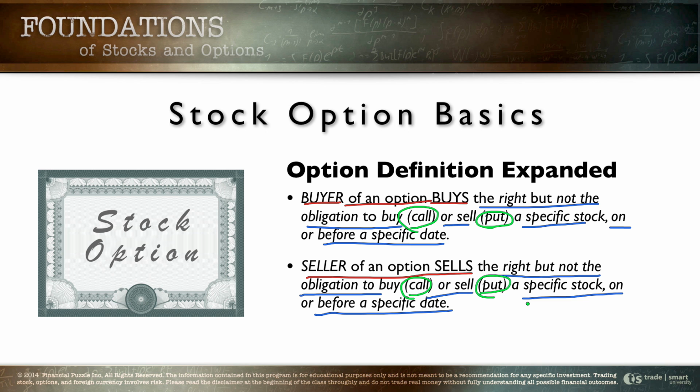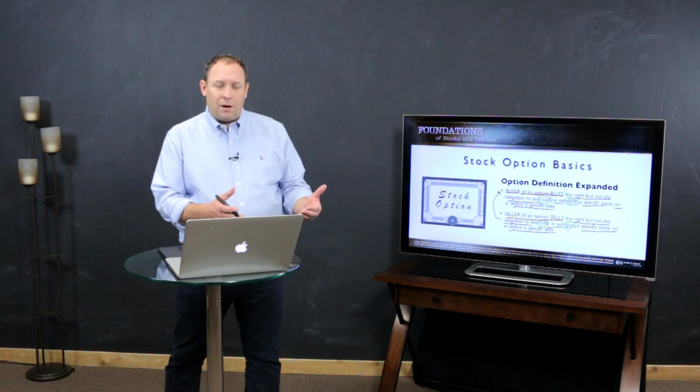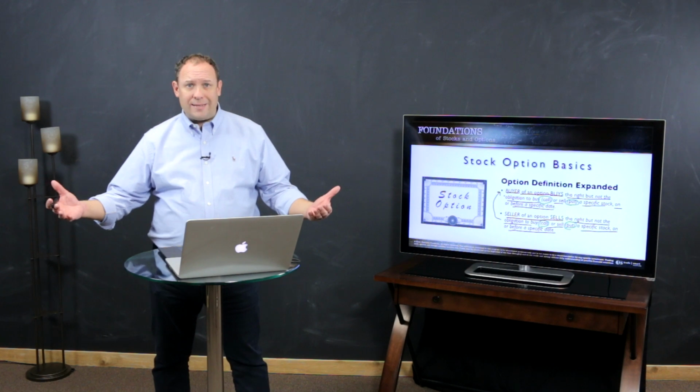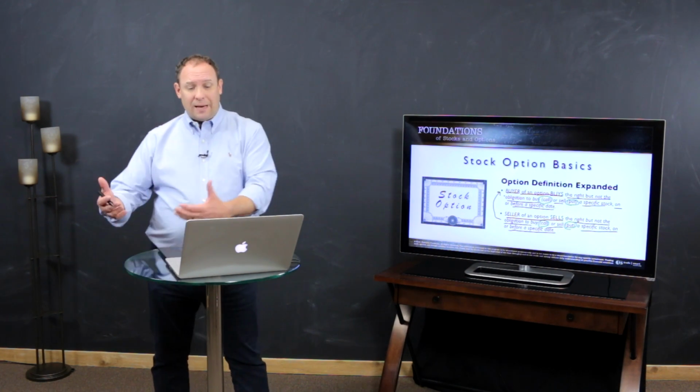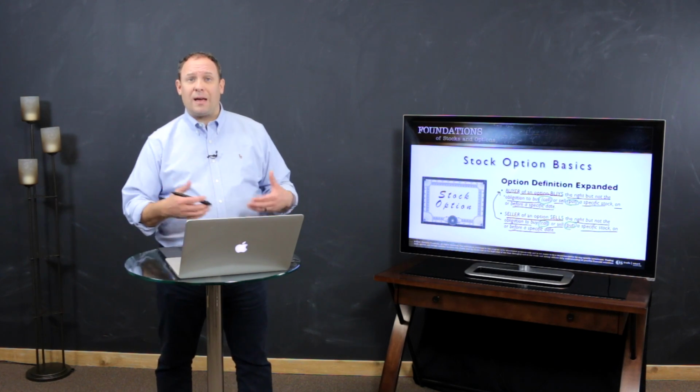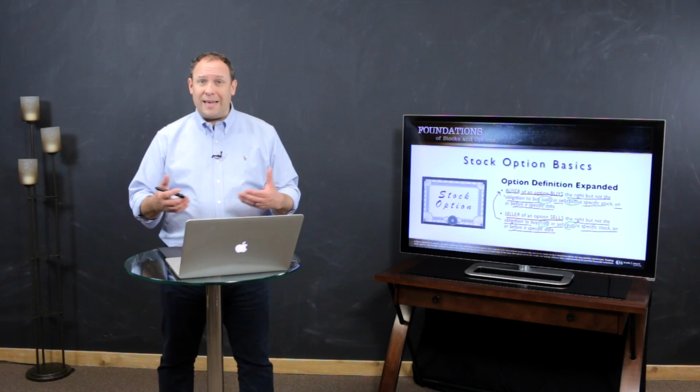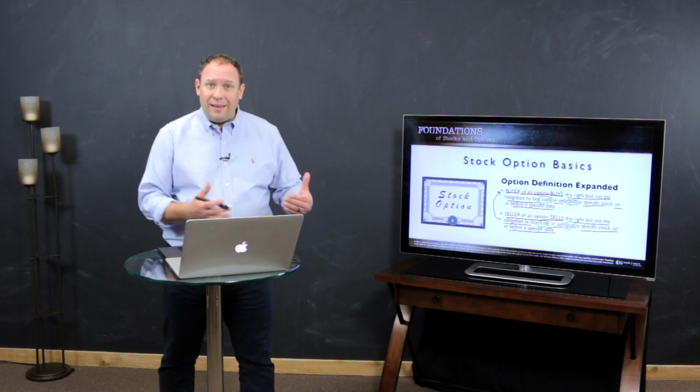Now, who is the seller selling this option to? Obviously, the seller is going to be selling this option to the buyer. If the seller is selling the option, the buyer gets all the rights. The buyer has purchased the option. They get the right, but not the obligation, to buy or sell a specific stock at a specific price on or before a specific date. The seller is selling that option.